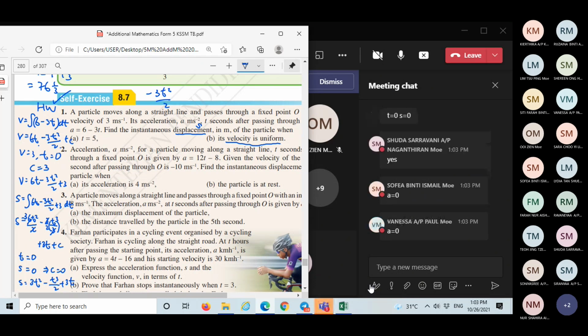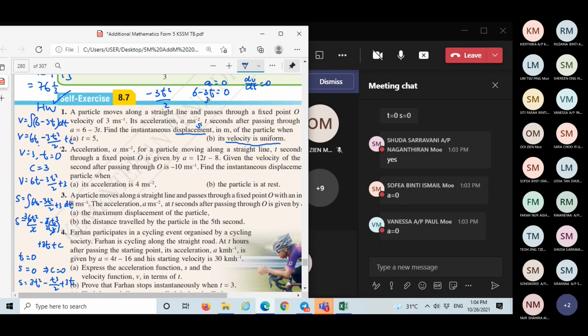Okay, so Sophia and Vanessa say a equals 0. Let us try. What's the meaning of a equals 0? It means dv/dt equals 0. What does dv/dt equals 0 mean? It means the maximum or the minimum of the velocity happens. I'm not very sure. When the maximum or minimum velocity happens, the velocity is uniform; the velocity is only one value.